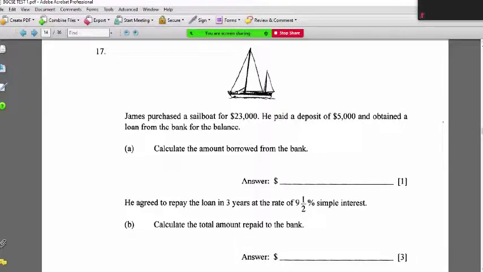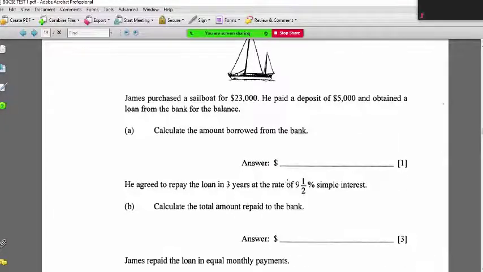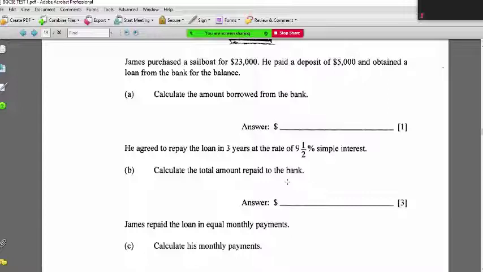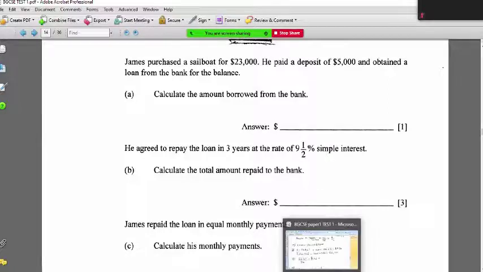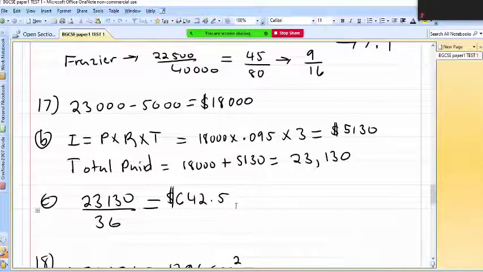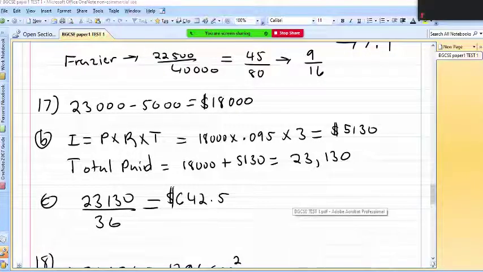So now the question is, he agreed to pay the loan in 3 years at the rate of 9.5% simple interest. Calculate the total amount repaid to the bank. This is what you're going to have to remember. In terms of loans and payments, the total interest paid is going to be principal times the rate times the time. That's the simple interest formula.